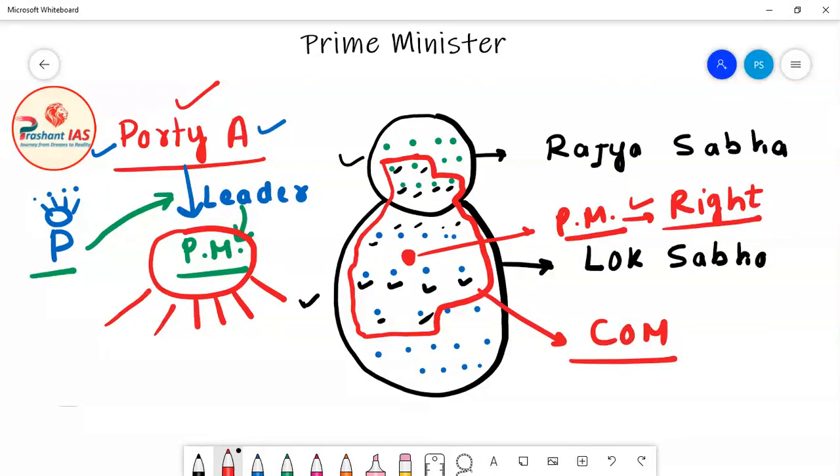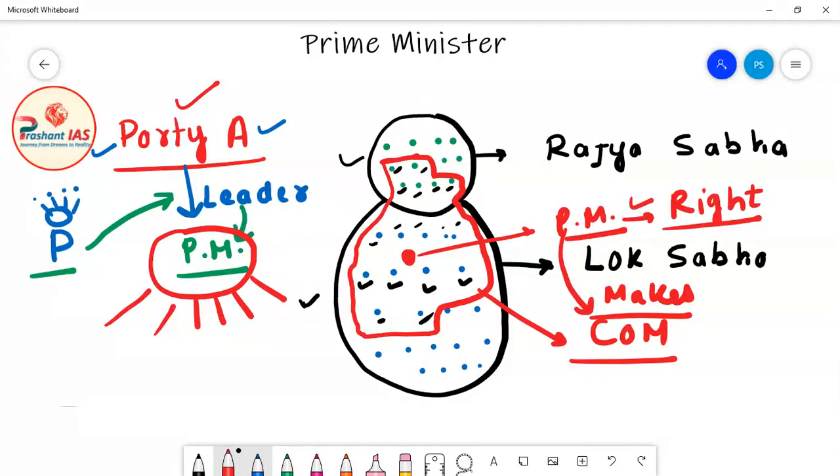So friends, on the basis of the above discussion, we can conclude that it is the Prime Minister who makes the Council of Ministers. Who makes the Council of Ministers? The Prime Minister of India makes the Council of Ministers. Why? Because it is the special power of the Prime Minister to choose his ministers.